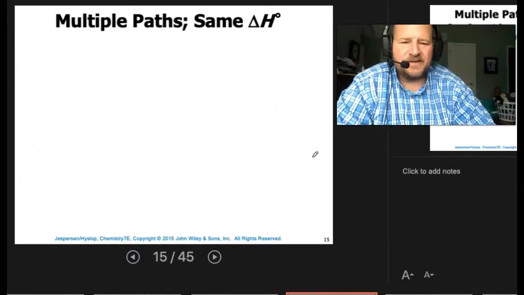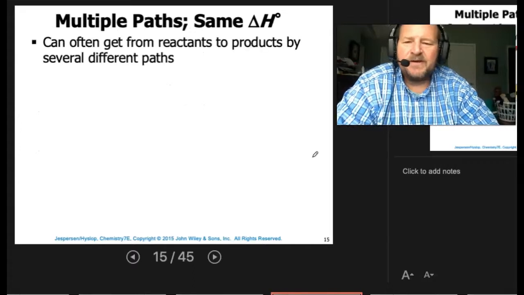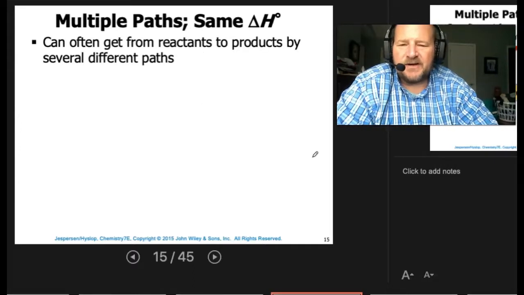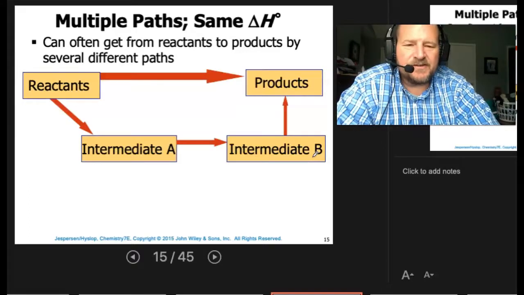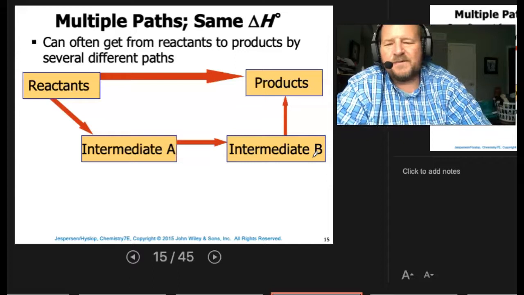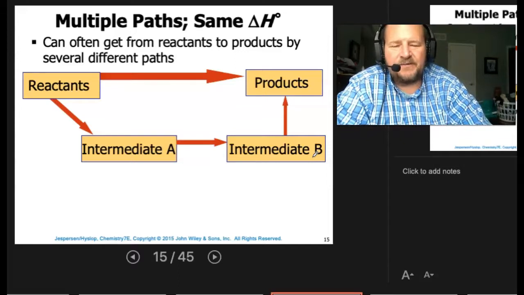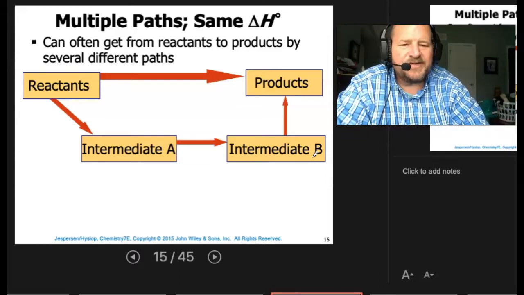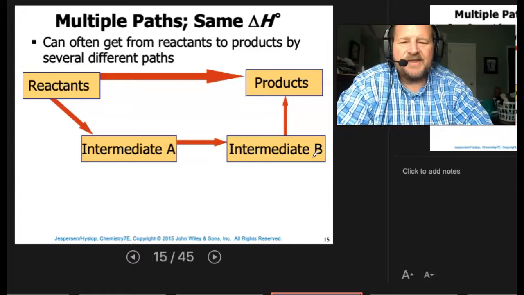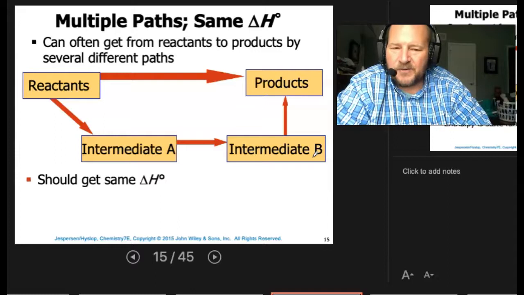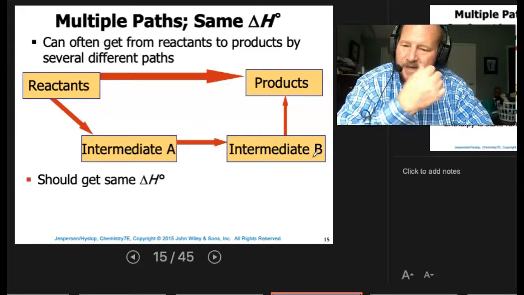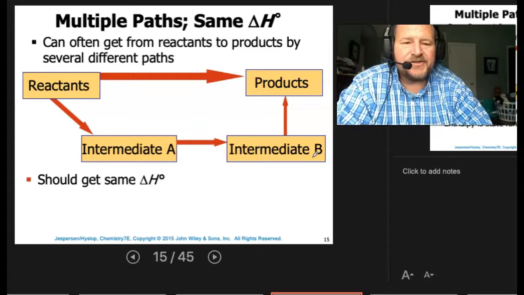The other thing we want to look at with delta H is multiple paths. We can often get from reactants to products by several different paths. So in other words, the reactants could go directly to products, but in reality, reactants probably go to some sort of intermediate A, which then goes to some sort of intermediate B, which then goes to products. And maybe you have several other intermediates in the middle here. It doesn't matter. What matters is that you understand that there's 2 particular paths that we can do here. That means no matter which path the reaction takes, we should get the same delta H naught.